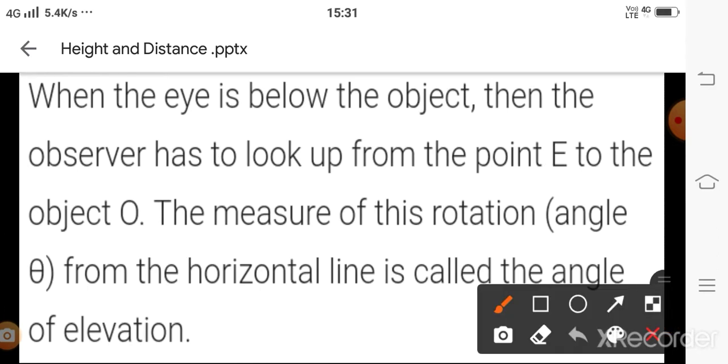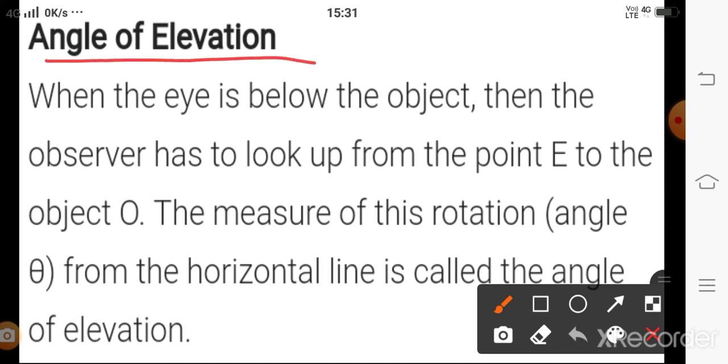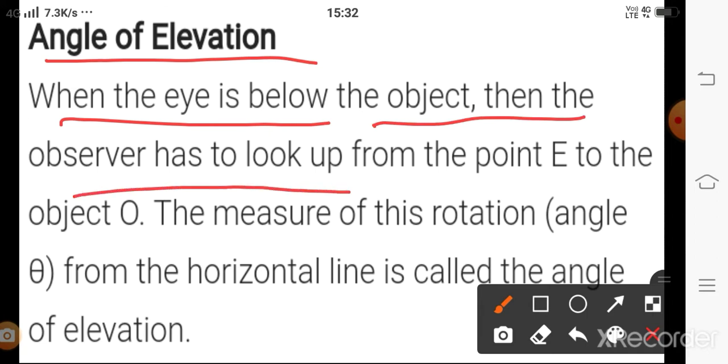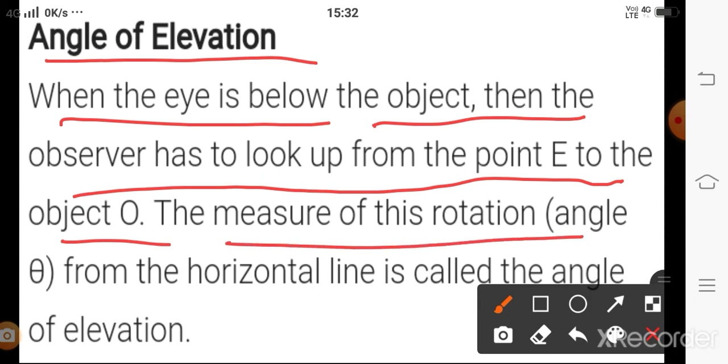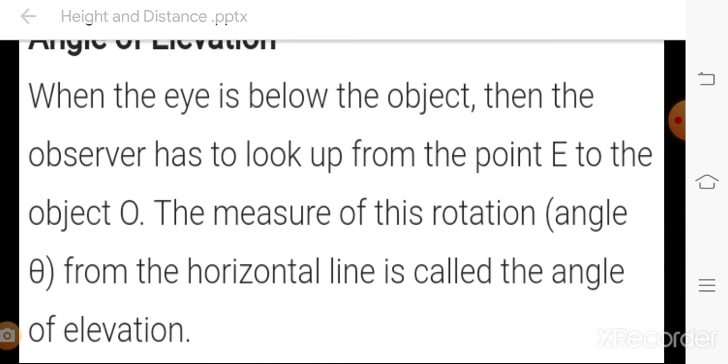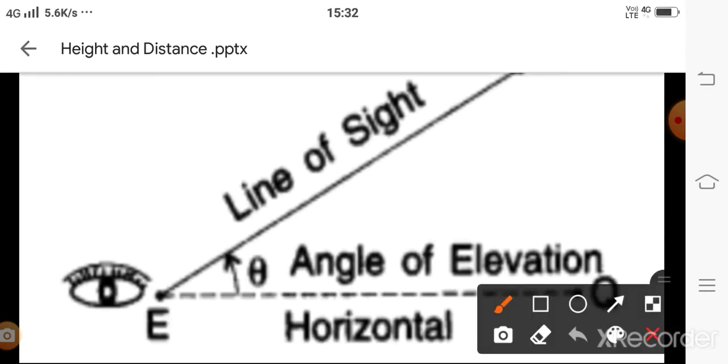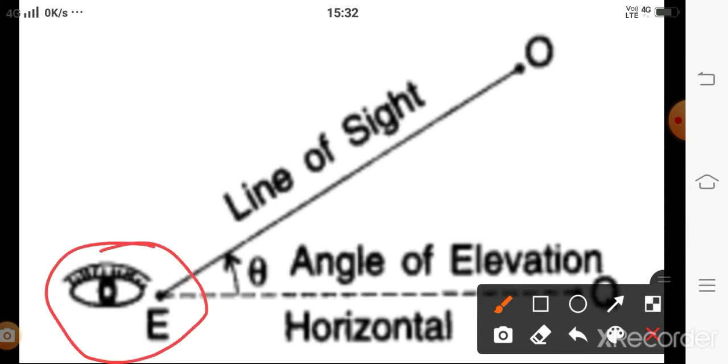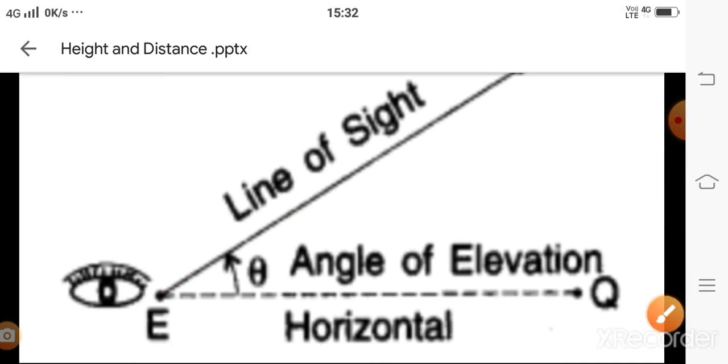Then the next point is the angle of elevation. When the eye is below the object, it means the observer is down and observes some object which is at some height. Then the observer has to look up from the point E to the object O. The measure of this rotation from the horizontal line is called the angle of elevation. When the observer looks from down to up, we get the angle of elevation. Here in the diagram, this point is the observer's eye, and here is the object, and the angle between the line of sight and the horizontal line is called the angle of elevation.